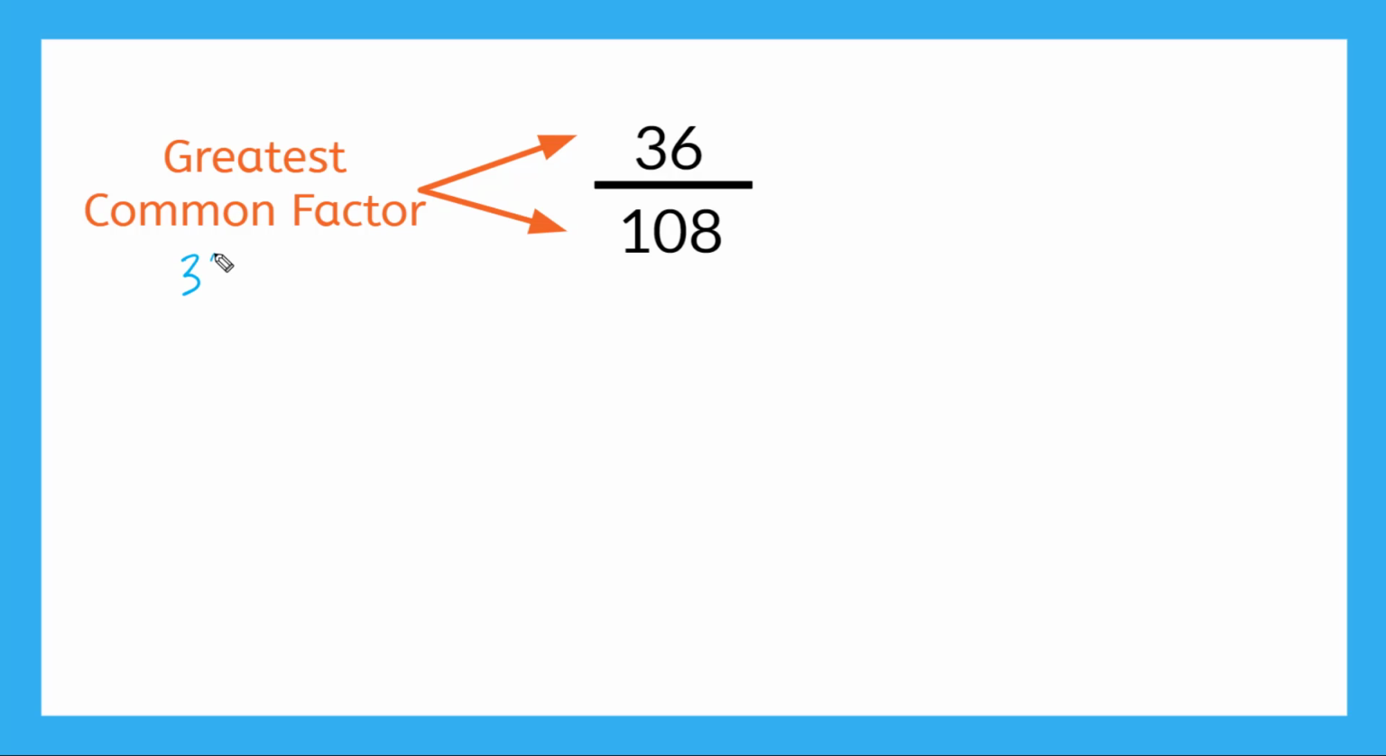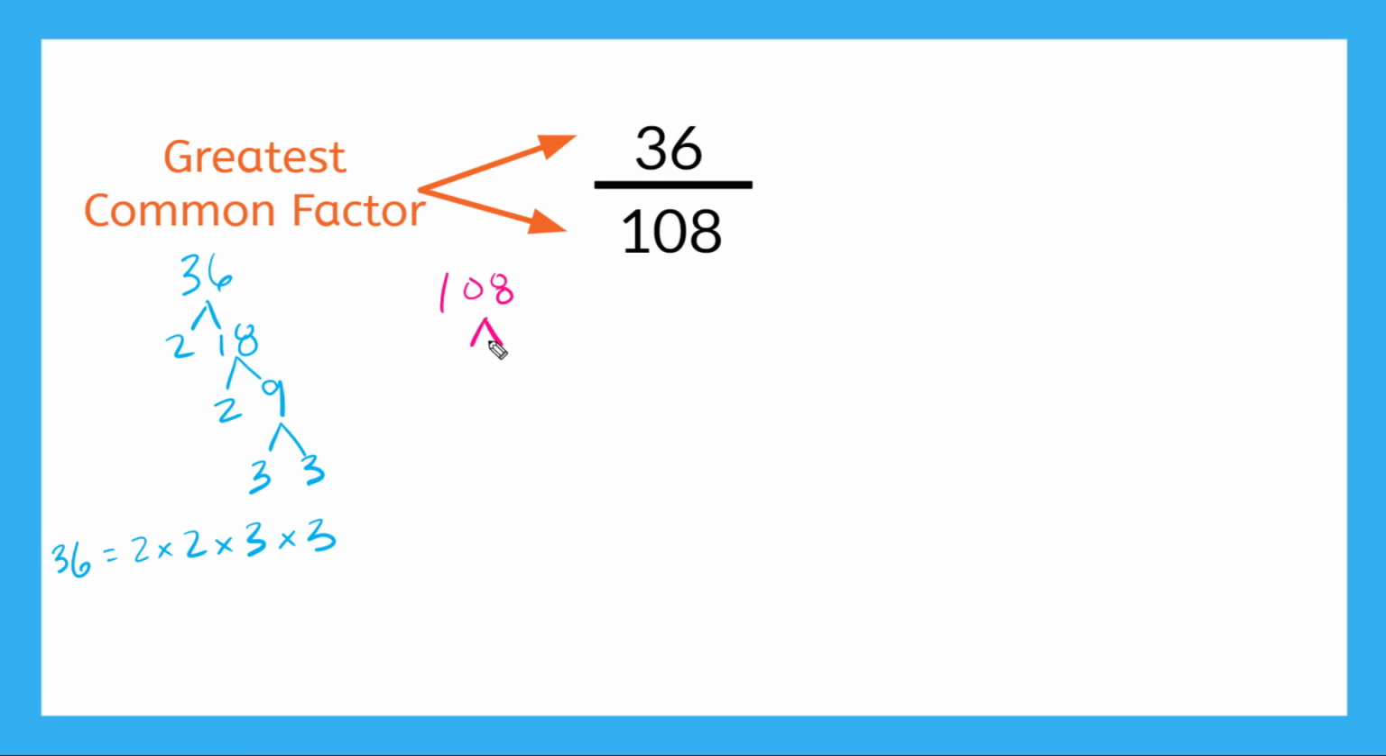So 36 gives us branches of 2 and 18, 18 gives branches 2 and 9, and 9 gives us 3 and 3. So we can write 36 is equal to 2 times 2 times 3 times 3. Okay, so now we do the same thing for 108.